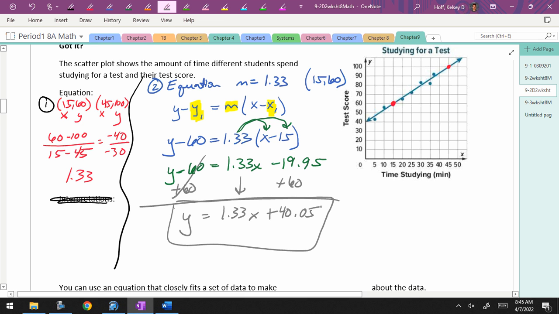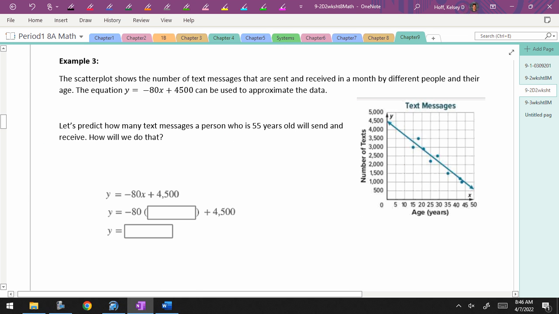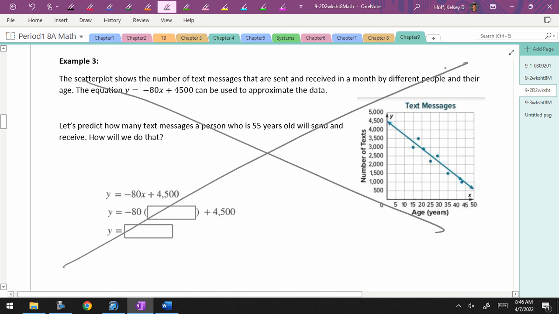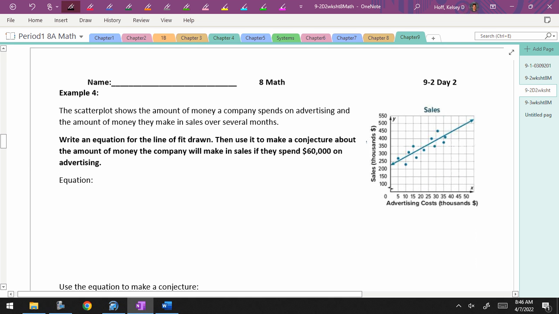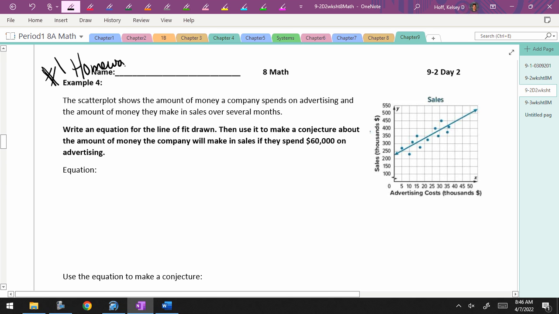Jack, you're like in a rush or what? Okay, I'm going to give you a worksheet here. Actually, this isn't our homework. Actually, I'm going to change my mind. We're skipping example 3.